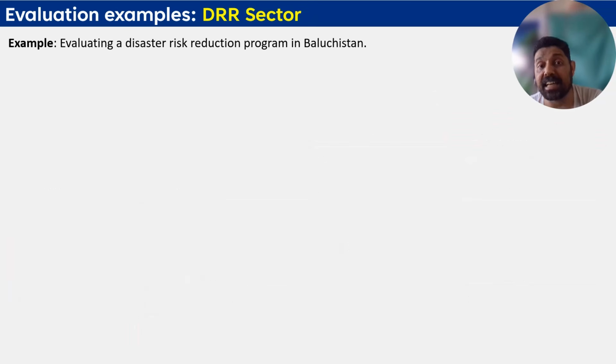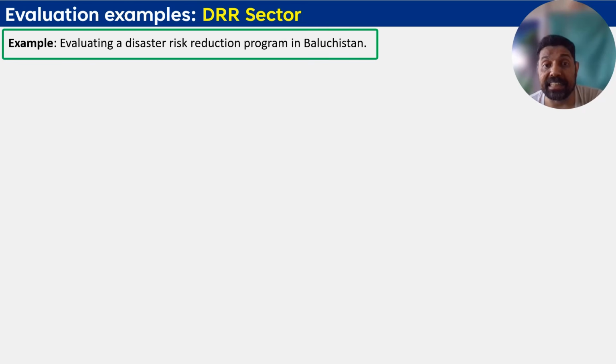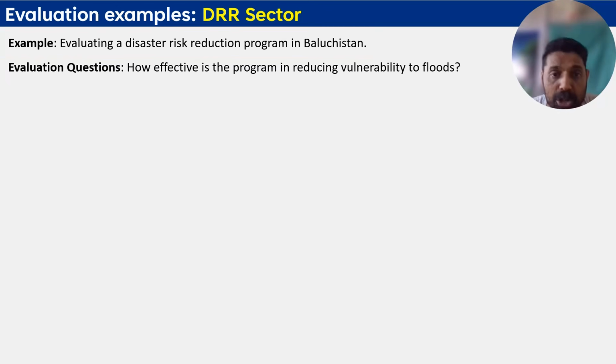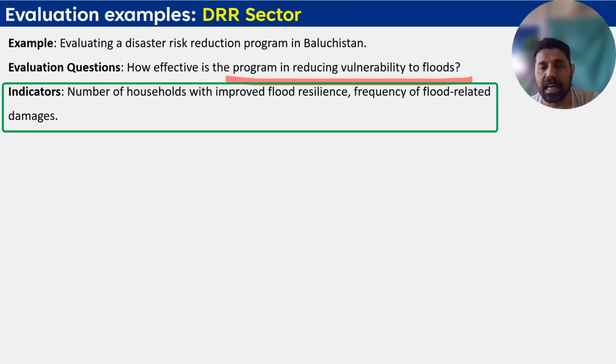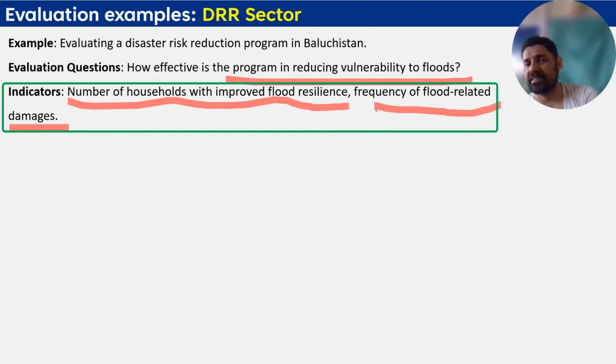In the DRR sector, evaluating a disaster risk reduction project in Balochistan or any other area where there is a disaster. Your key evaluation question here would be, how effective is the program in reducing vulnerability to floods? The indicators would be the number of households with improved flood resilience and the frequency of flood-related damages.